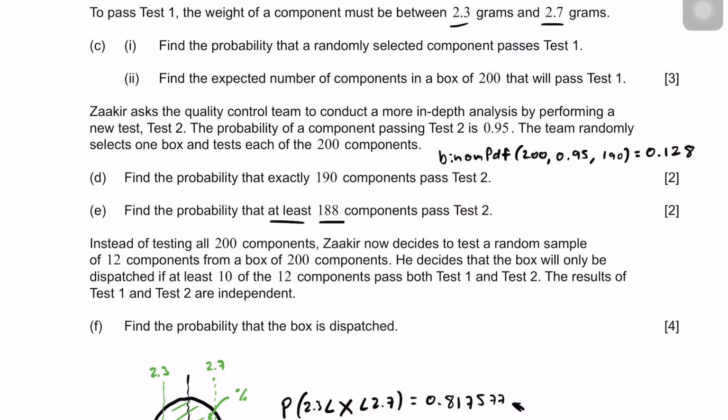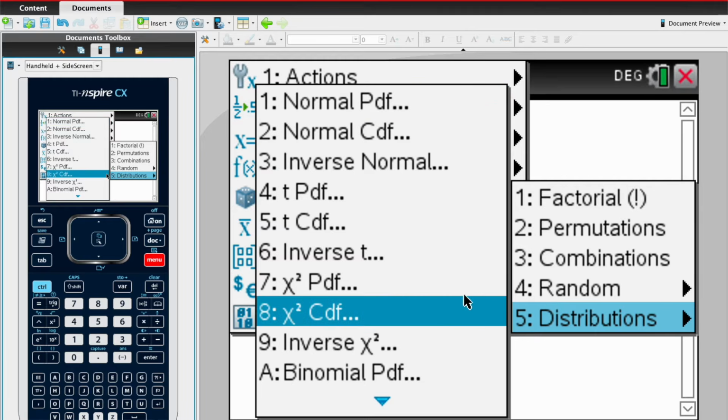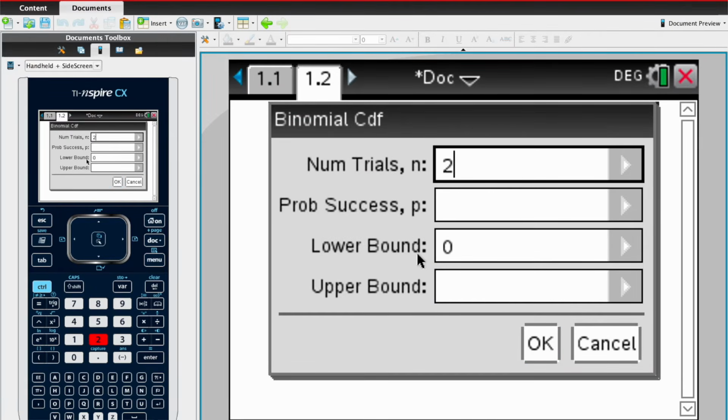In this case, we'll run binomial CDF because we have a range of values. So menu, probability, distributions, CDF. 200 total trials, probability of success 0.95. For the lower bound, it's at least 188, so 188 and above, or 188 inclusive, going all the way up to 200 as our upper bound.